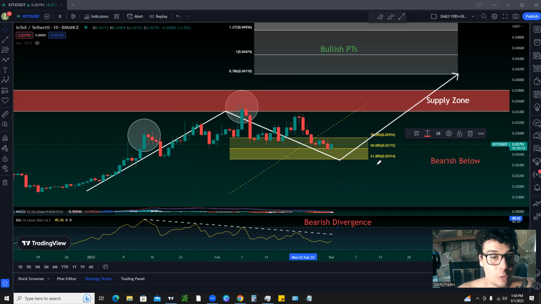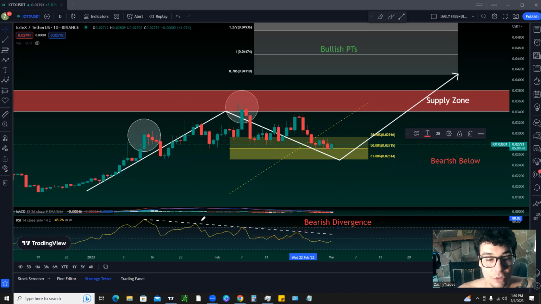And as I mentioned before, retesting some of our previous lows. Now, take a look at what happened here. Okay, so I mentioned that if you're going to be looking for a bullish breakout on IoTeX, what you're going to need to see is a break of this bearish divergence trend line.